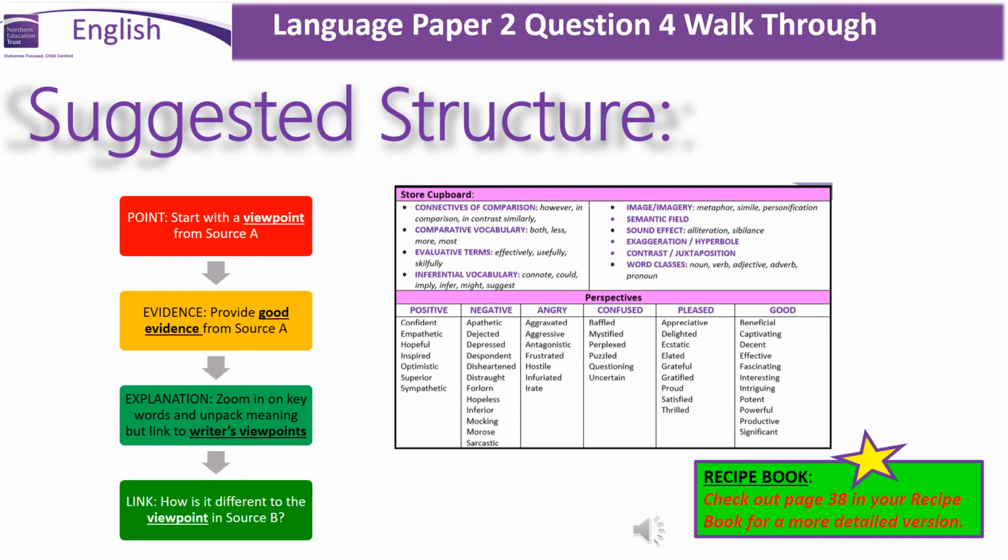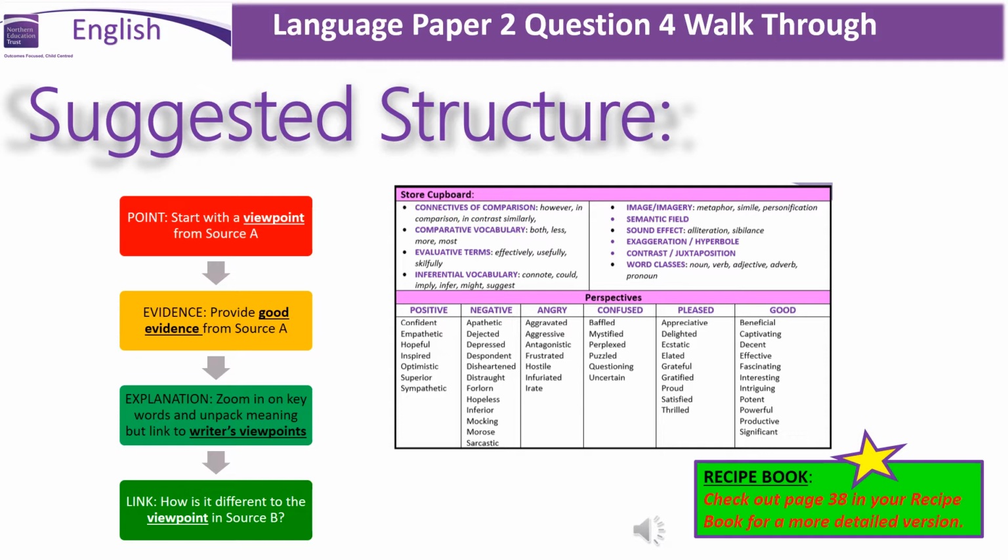So start with a viewpoint from source A. So for example, in source A, the writer believes that the adverse weather conditions are dangerous. Provide good evidence from source A, and remember, good quotations equals good paragraphs. If you choose a rubbish quotation, your explanation will be rubbish. So it's really important that you choose a quotation that you can write a lot about. Once you've chosen your quotation, zoom in on keywords, unpack meaning, but then link to the writer's viewpoint.